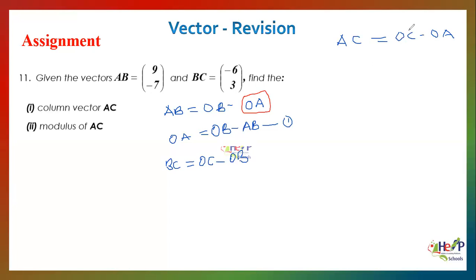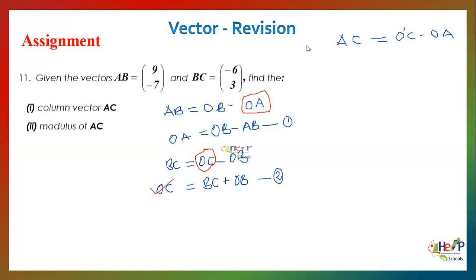But this one needs OC. I can make the OC the subject of the formula. If I make this OC the subject of the formula, then I can substitute it here. So I take this OB the other side. So my OC will be the same as BC plus OB, like that, if this can be my temporary equation too.